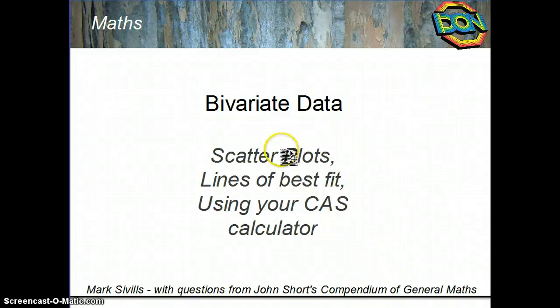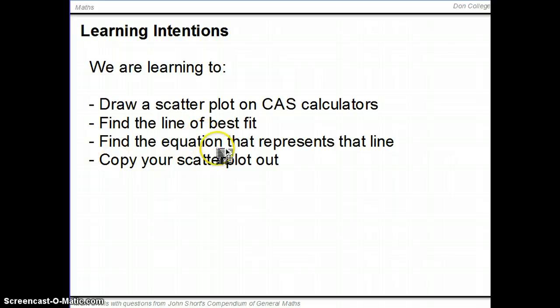Hi, this video is on scatter plots, lines of best fit, and using your CAS calculator. At the end of this video, you should be able to draw a scatter plot on a CAS calculator, find the line of best fit, find the equation that represents the line, and copy your scatter plot out.